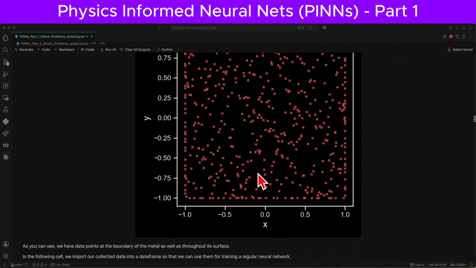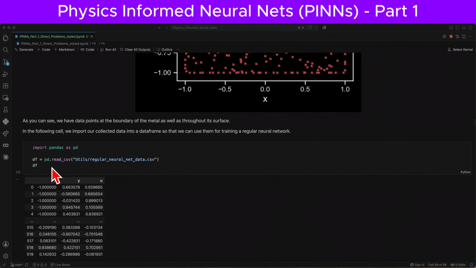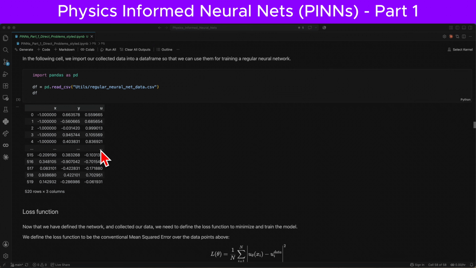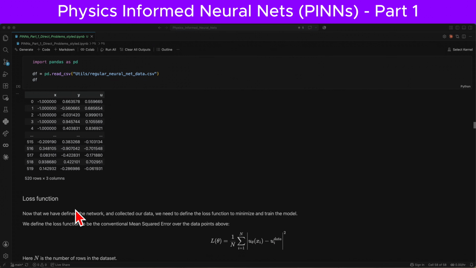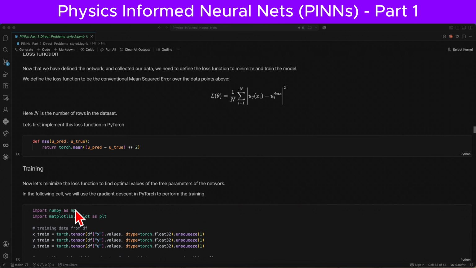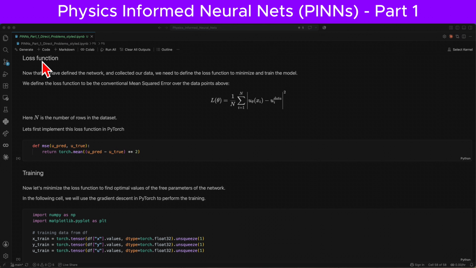In the following cell, we import that collected data into a data frame so we can use it for training a regular neural network. Now that we have the network and the data, we need to define the loss function to minimize and train the model. We use the conventional mean squared error over the data points, that is the average of the squared difference between the network's prediction and the measured temperature, where n is the number of rows in the dataset. And we implement this loss in PyTorch.